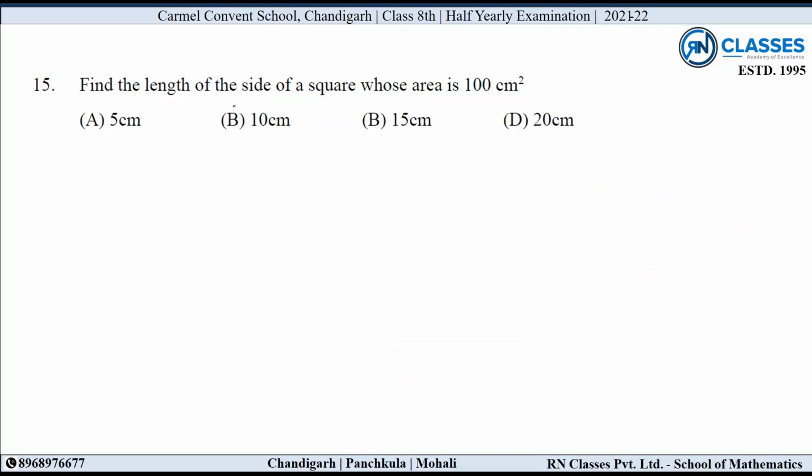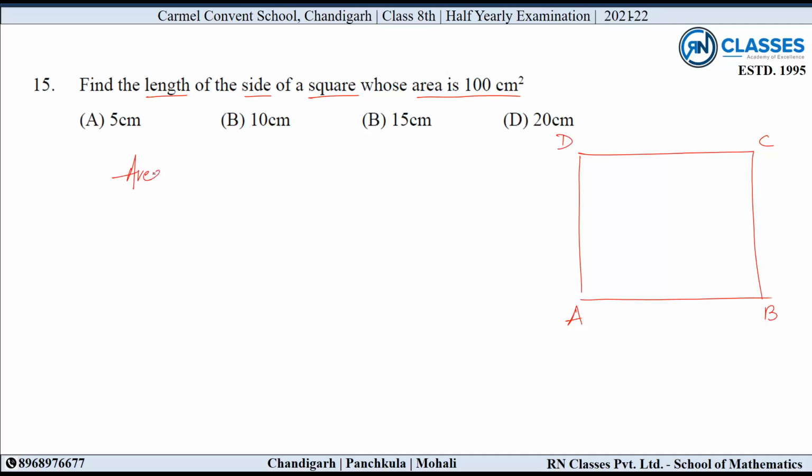Find the length of side of square whose area is 100 centimeter square. Okay. मेरे पास square है. Right. This is a square. Let's take it as A, B, C, D. Area is given 100 centimeter square.